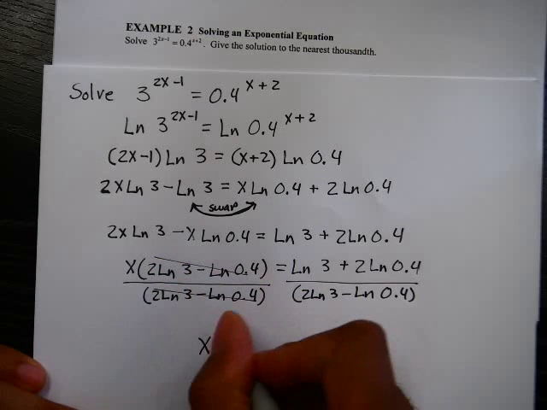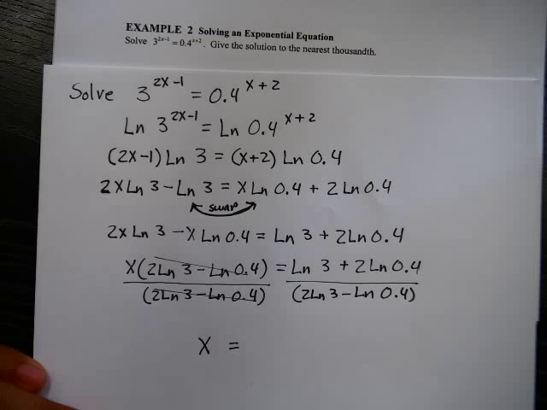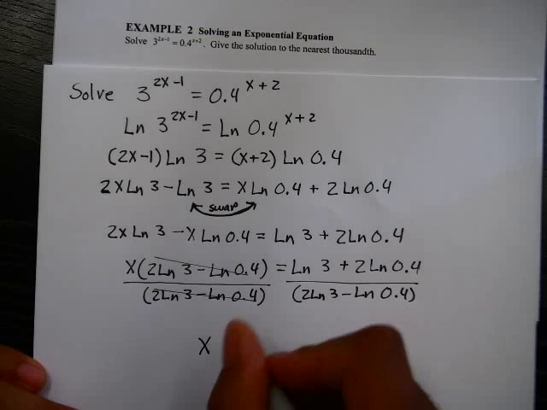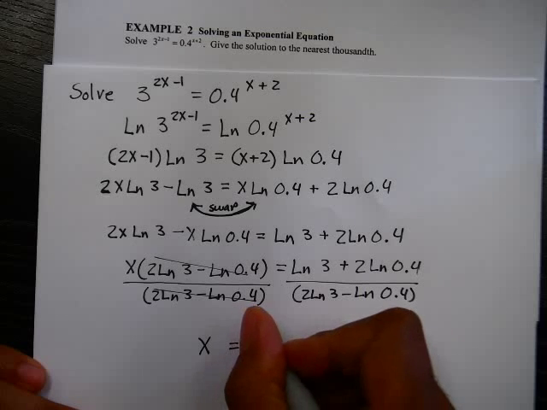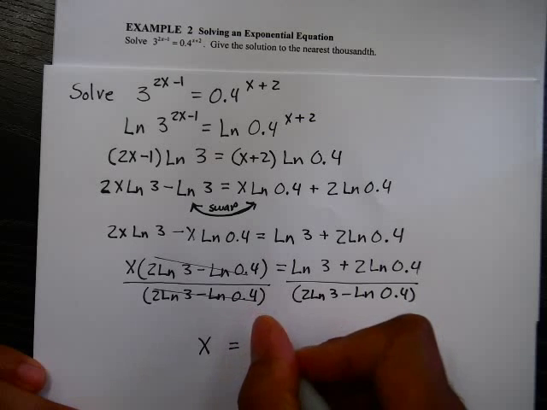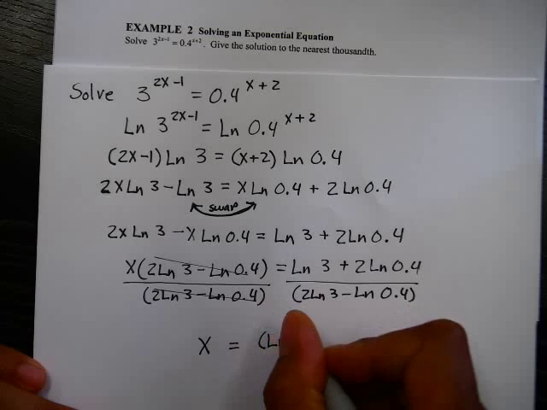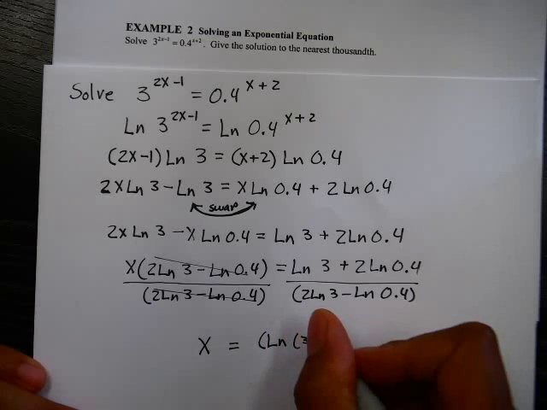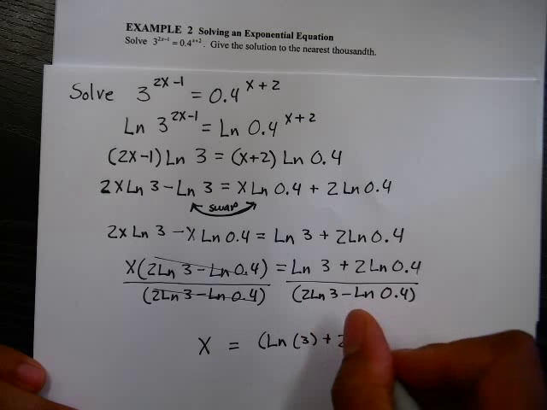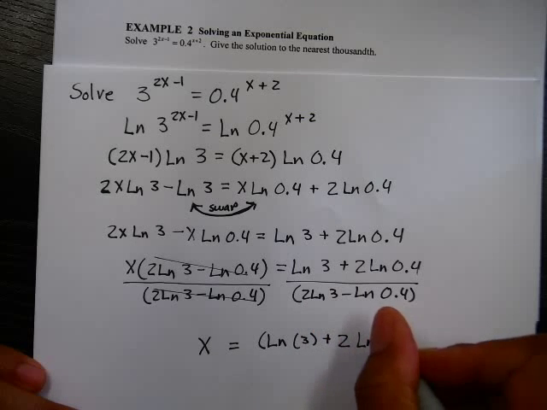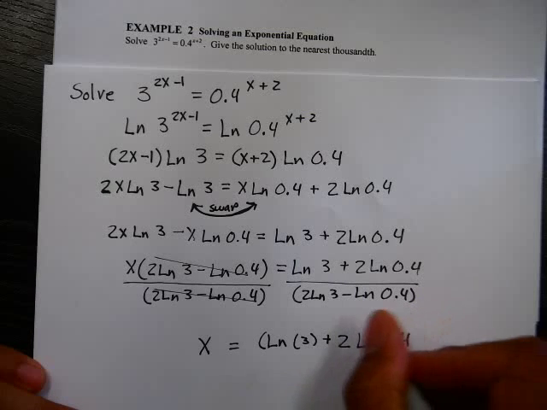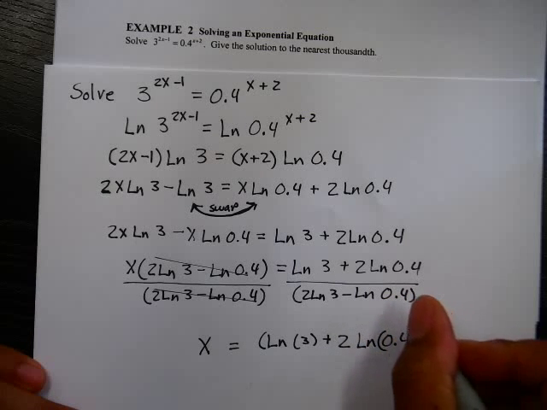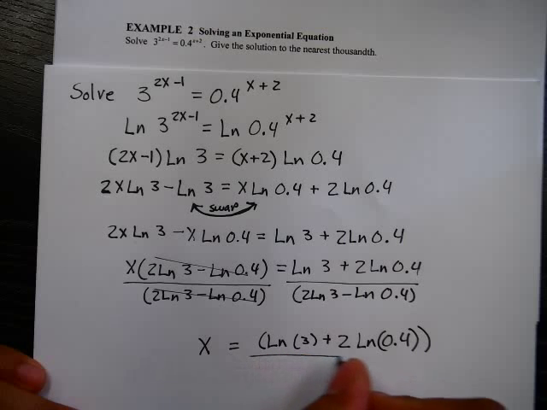Leaving just x by itself. And now when I get x by itself, I can kind of lean on my calculator. The way I would put this into my calculator is I would put in the left parentheses, ln of 3. And remember, you've got to put parentheses around the 3, plus 2 ln of 0.4, parentheses around 0.4. Close your parentheses for the top.